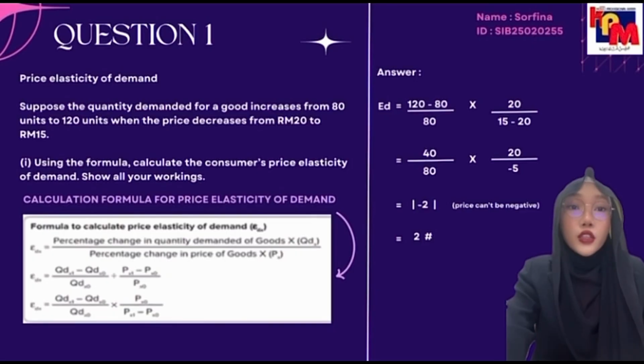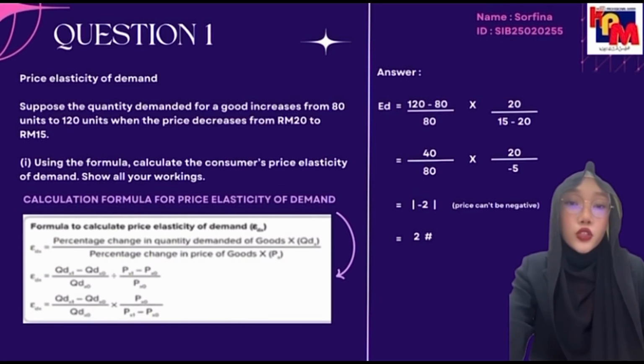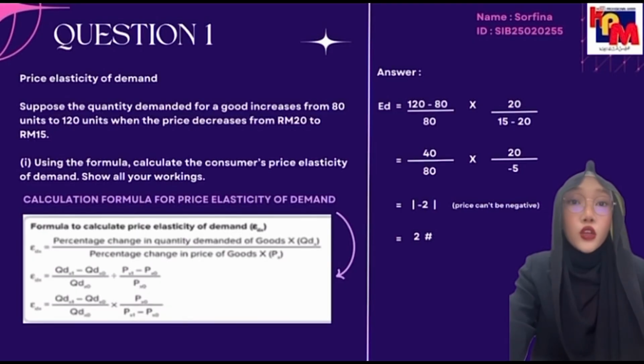For this question, QD0 is 80 and QD1 is 120. Meanwhile, P0 is 20 and P1 is 15. First, you minus 120 with 80, then divide it with 80, and then multiply it with 20 over 15 minus 20. You will get negative 2 as the answer, but for price elasticity there is no negative, so you put a modulus to neutralize the negative, so the final answer will be 2.